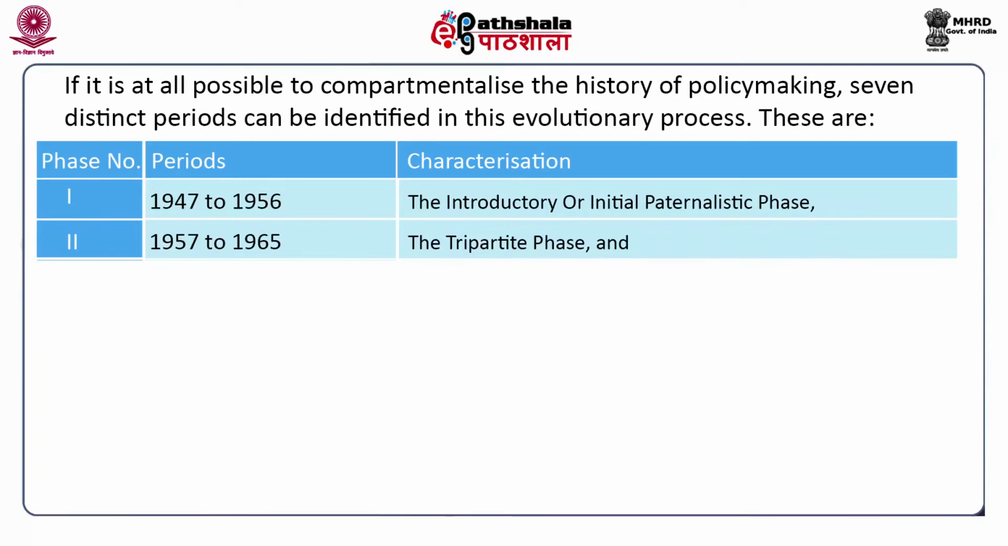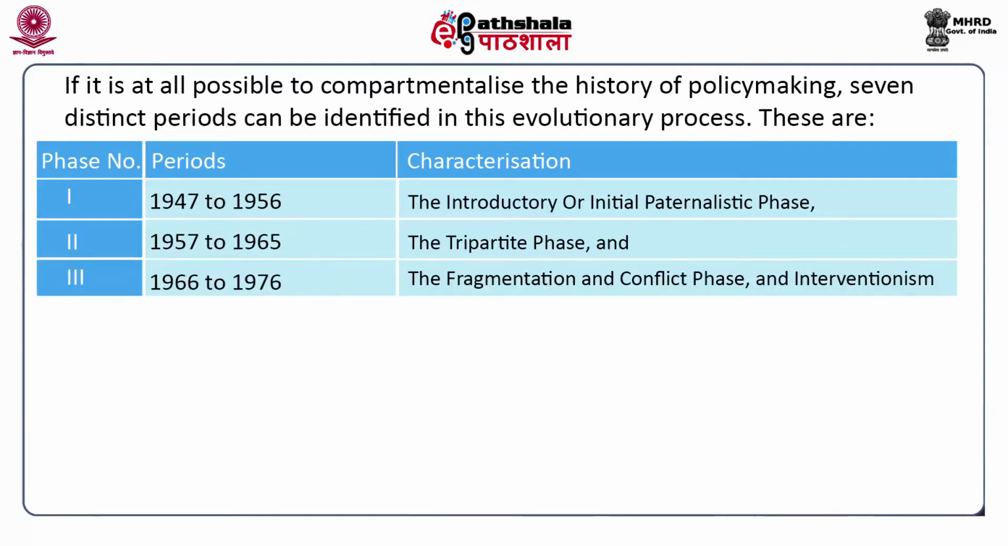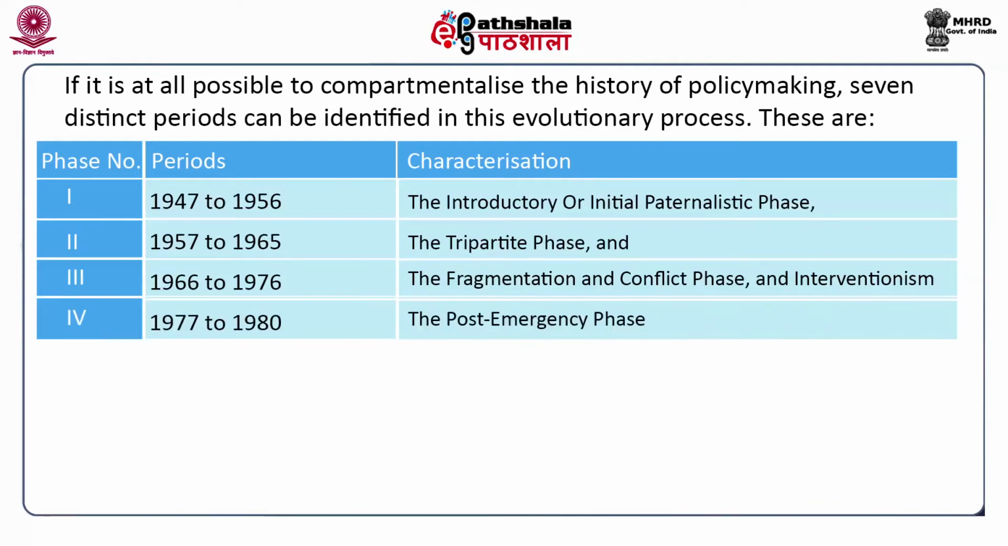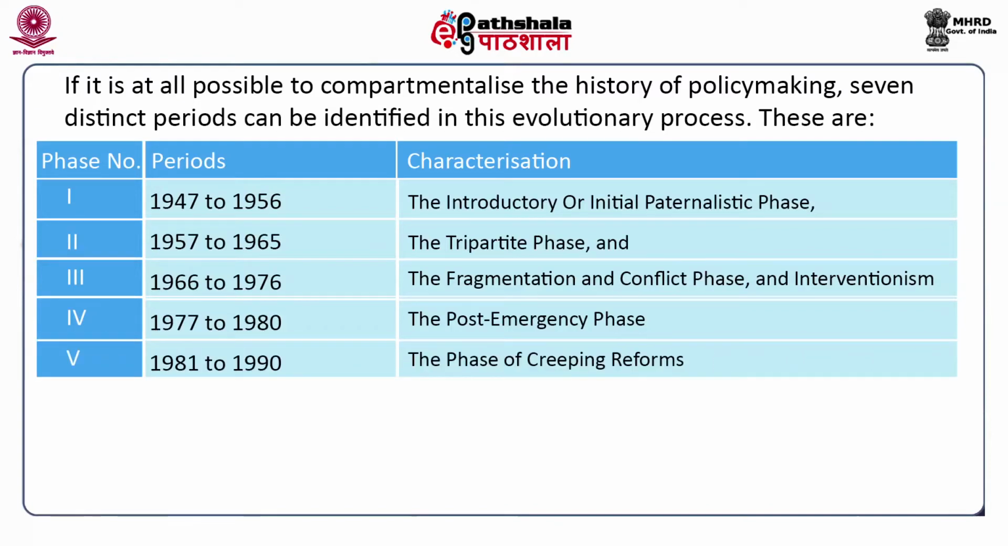Phase 2, 1957 to 1965, characterized as the tripartite phase. Phase 3, 1966 to 1976, characterized as the fragmentation and conflict phase and interventionism. Phase 4, 1977 to 1980, the post-emergency phase. Phase 5, 1981 to 1990, the phase of creeping reforms.